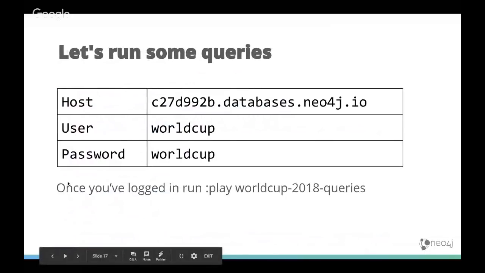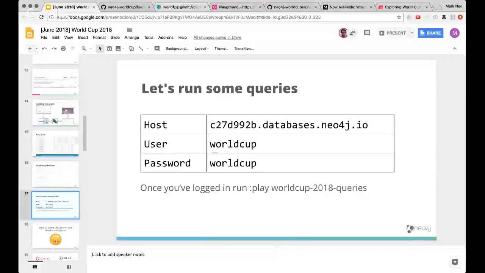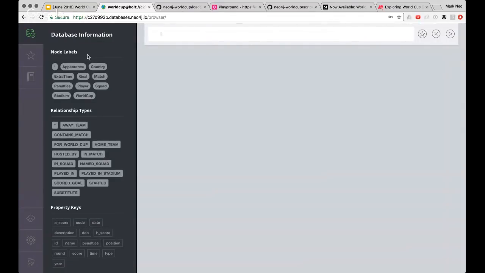Okay, so what we're going to do now is actually run some queries on this so you can see the types of things that we can do. Here's a quick reminder of the details, and Jesus has already pasted those in. I've got it logged in already on my browser, in my next tab across. What we can do is have a quick look on the left-hand side, on my first sub-menu, and see what we've got in here. You can see we've got the graph that we suggested initially: appearance, country, match, squad, away team, home team, and World Cups.